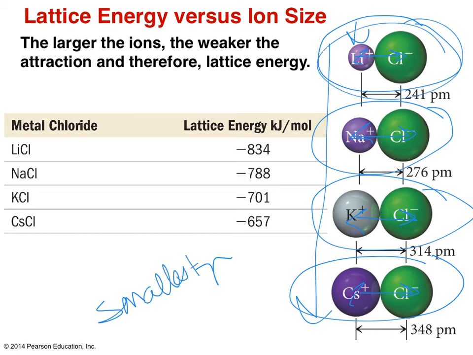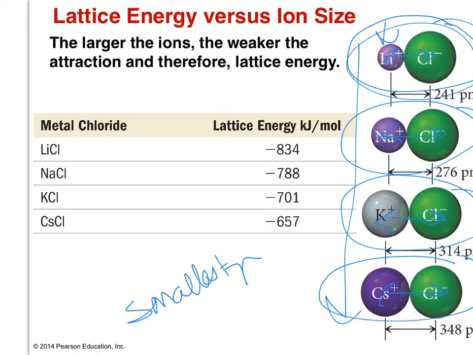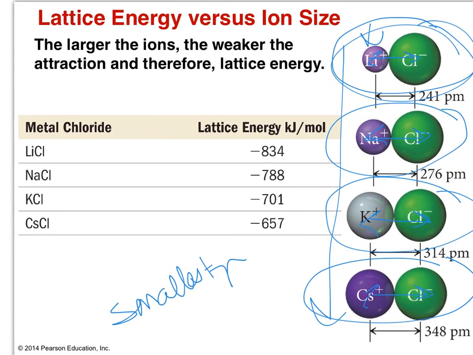That would be lithium chloride, because lithium is the smallest ion. And so if you look at the actual lattice energies for each of these, you can see that the lattice energy for lithium chloride is the largest of the other ones, simply because the distance R in the denominator of Coulomb's law is smallest.